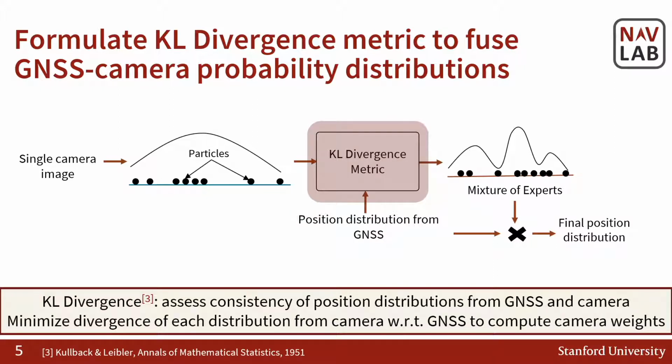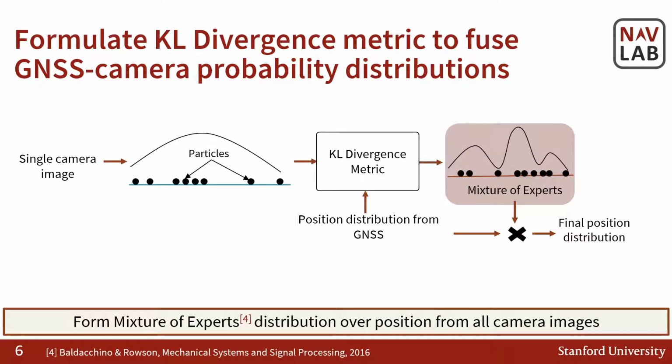Then we formulate a KL divergence metric inspired from information theory, which essentially assesses the consistency of position distributions from GNSS and camera. Specifically, we minimize the divergence of each distribution from camera with respect to GNSS to compute camera weights. These weights are then incorporated as different components in a mixture of experts model, which characterizes the distribution over position from all possible camera images.